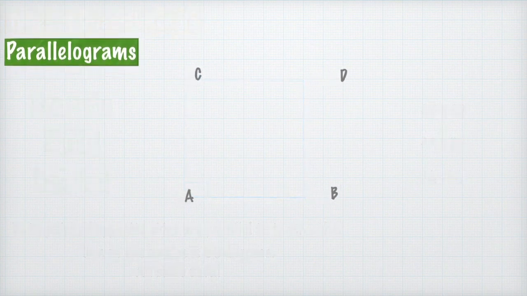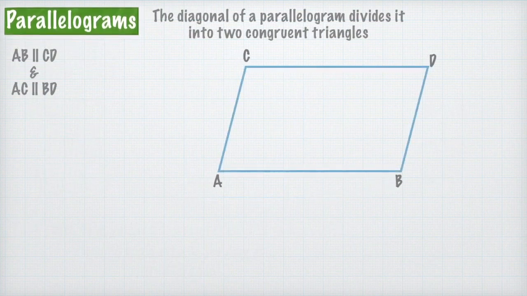So now we finally get into the juicy part where we'll derive things, prove things, deduce things using tools learned earlier. So our point number 1 is that the diagonal of a parallelogram divides it into two congruent triangles.